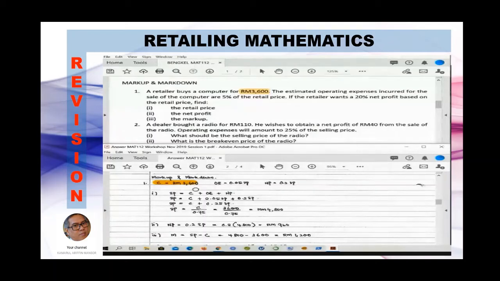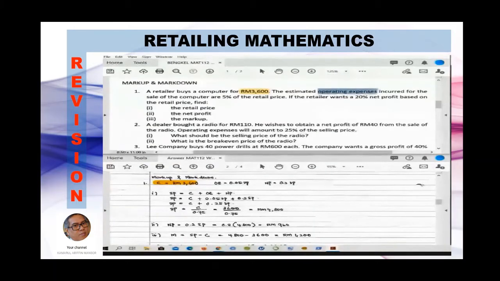And then when you read again, you have the operating expenses, which is given as 5% of the retail price. So remember, dalam tajuk ni kita ada retail price dan kita ada selling price. Basically, retail price dan selling price tu adalah benda yang sama. Sometimes we use the term retail price, sometimes selling price. Cuma kat sini, bear in mind the symbol used for both is SP.